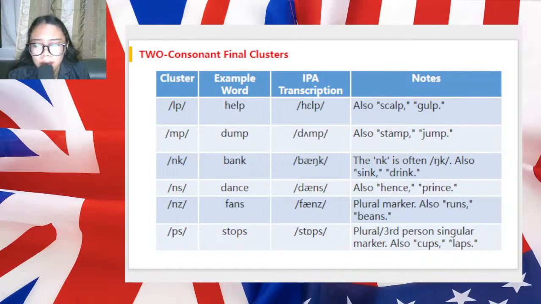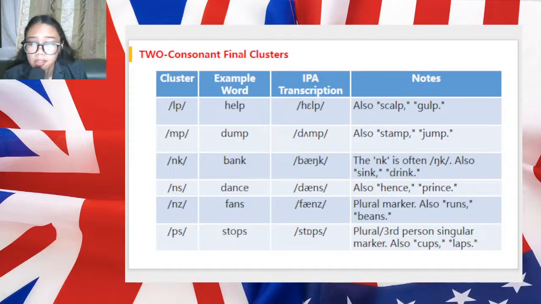For the third section, still on two-consonant final clusters, we have blends, for example, stops. LP for help. MP for dump. NK for bunk, NK for drink. We can do that.